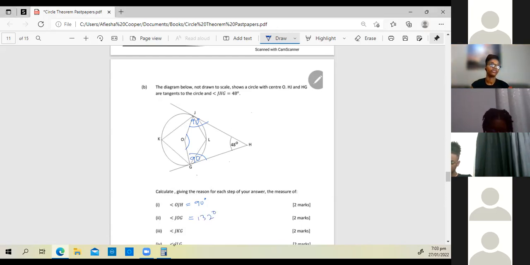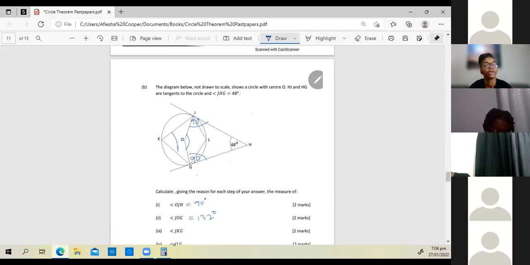J, K, G. Miss, would you believe I'm watching a completely different question with the same answers? Yeah. Anyway, inside here. Yes, miss. How much is JKG? 66 degrees. How? 132 divided by 2, angle at the center is twice the angle at the circumference.